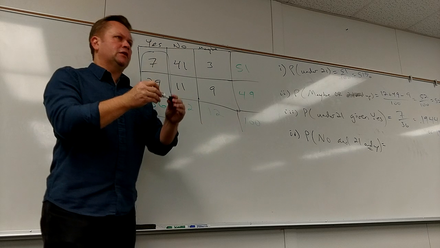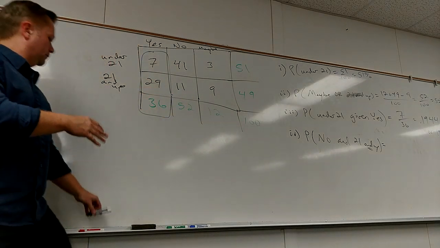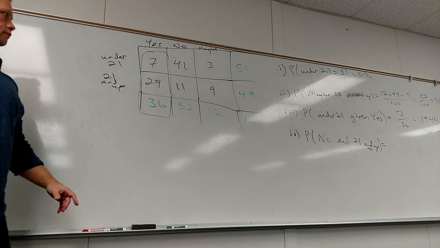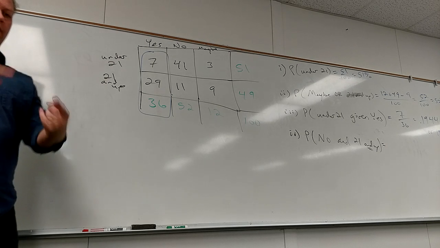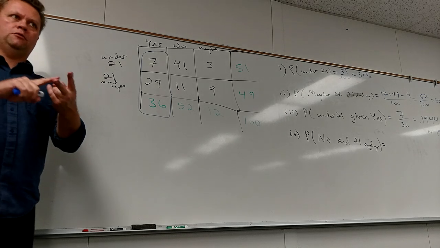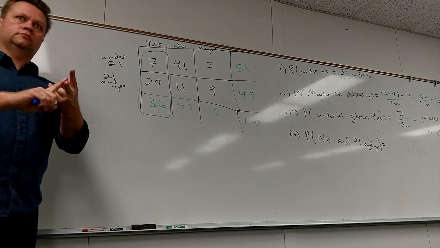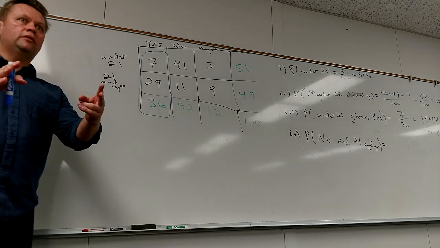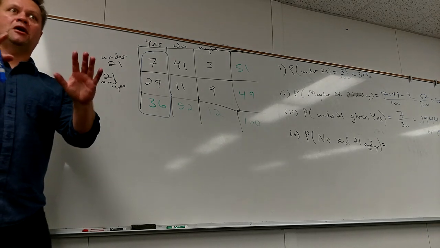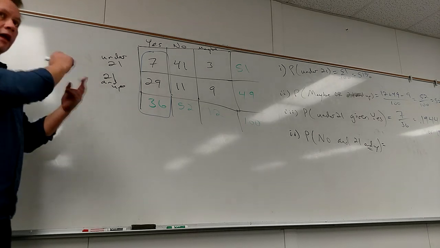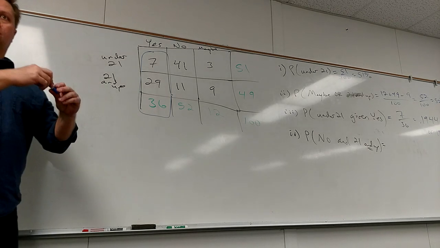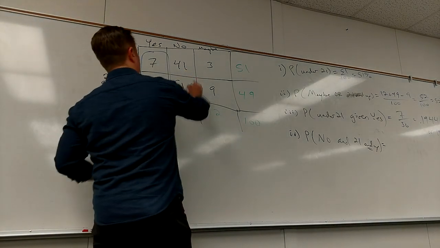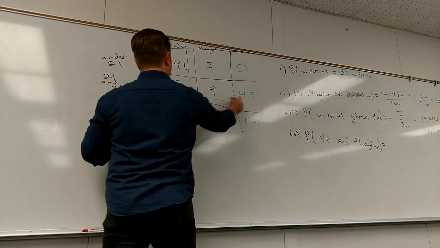I picked somebody who said no, and they're 21 and up. So they have to say no and be 21 or over. How many people said no and they're 21 and up? 11. Yeah. So again, it's the idea of intersection. It's a really cool idea. Bam.